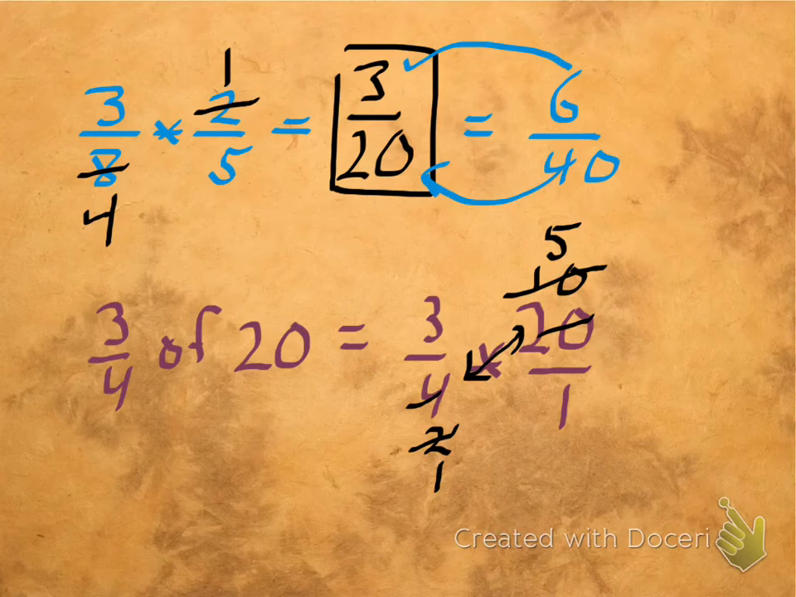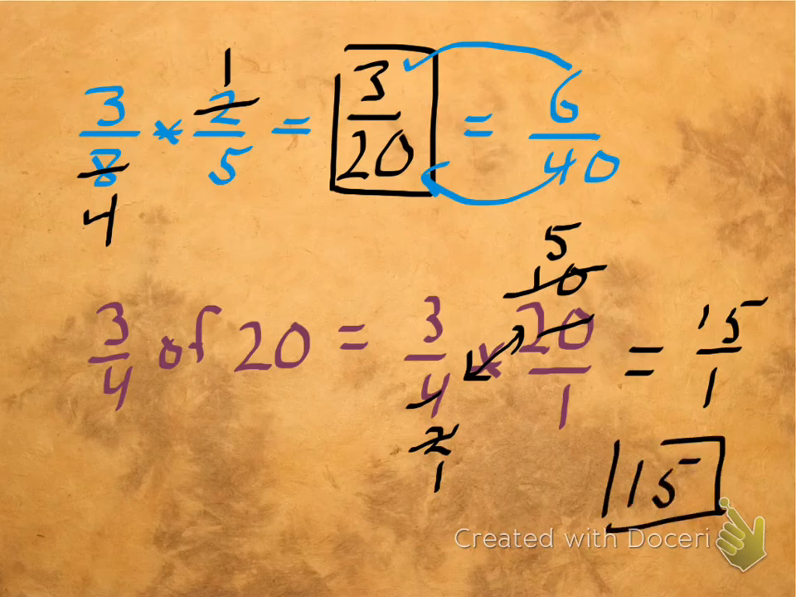All right, does anything else reduce? Well, of course not, because what's on the bottom? 1 and 1. I'm done. So I get 15 over 1, which is just equal to 15. So what is 3/4 of 20?